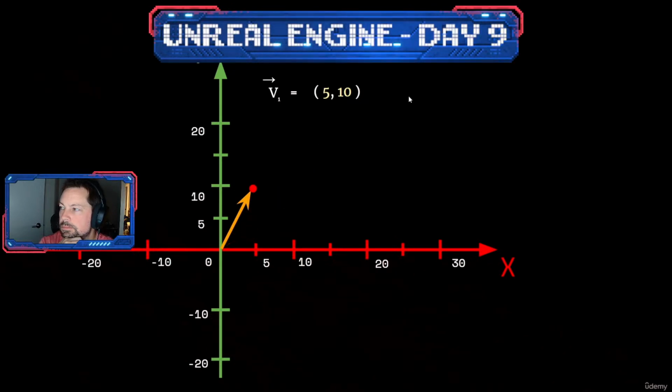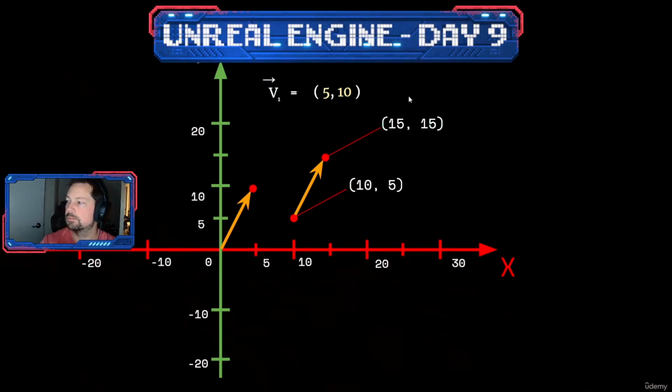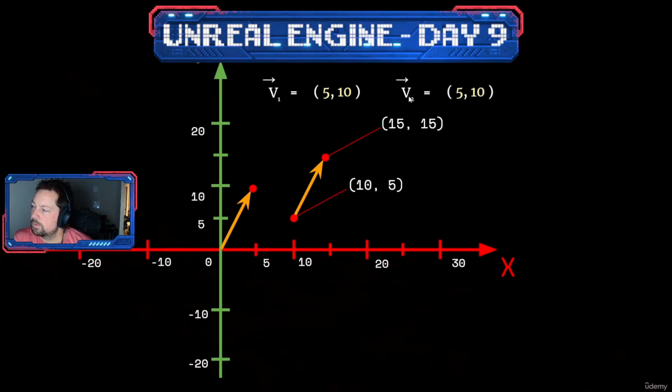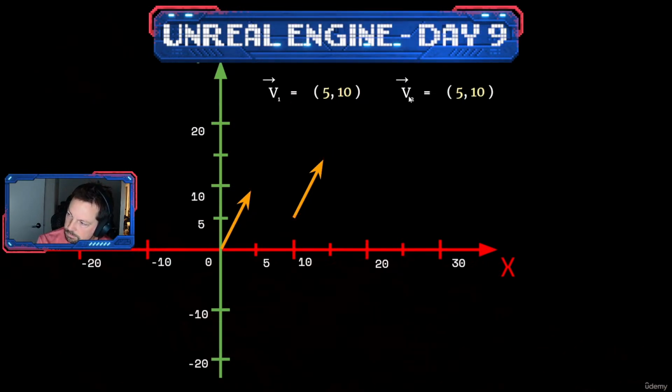So far, so good. Now imagine we have this other vector, and this vector starts from the point 10, 5 and ends at the point 15, 15. Let's call this vector v2. Now we can subtract the tail from the head for both x and y, and 15 minus 10 gives us 5 for the x, and 15 minus 5 gives us 10 for the y. Now because v1 and v2 have the same x and y components, we say that these two vectors are equal. v1 and v2 are the same vector.